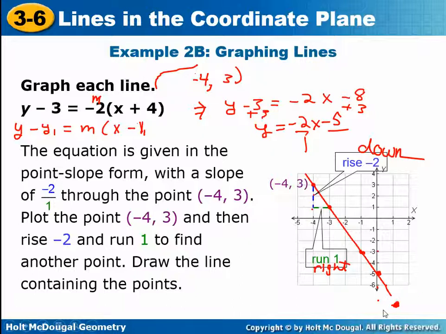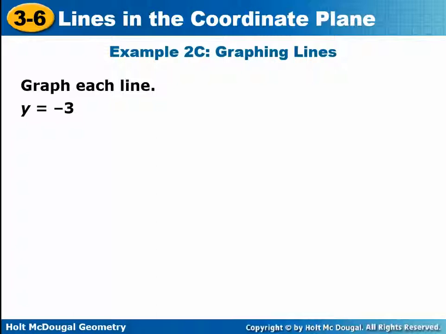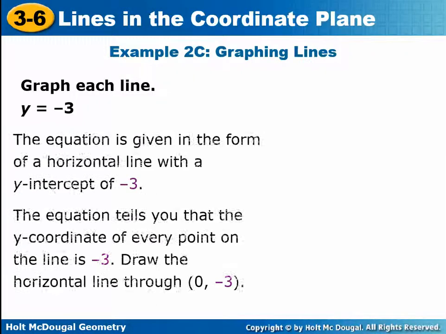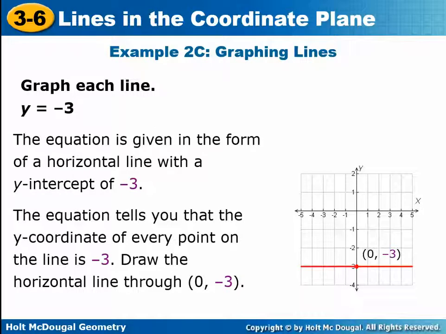All right, let's look at another example. y equals negative 3. Think about what that means. That means that no matter what x is, y is always negative 3. So it's going to be a horizontal line, straight across, left to right. It's going to go through the y-axis at negative 3. That's it. Those are the easy ones.